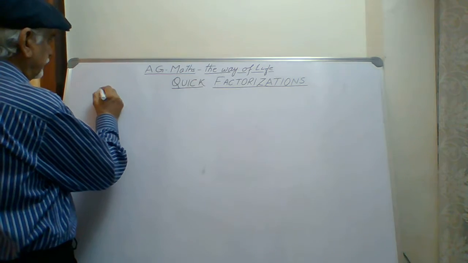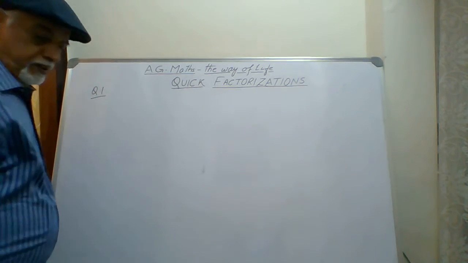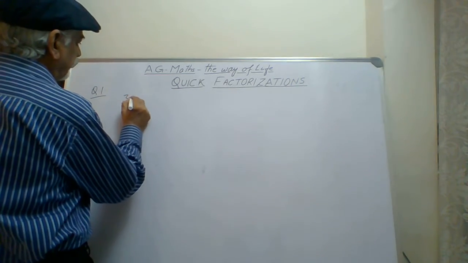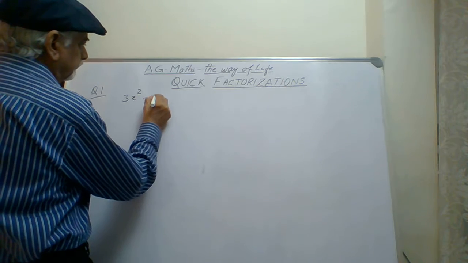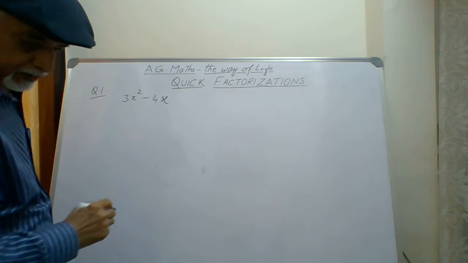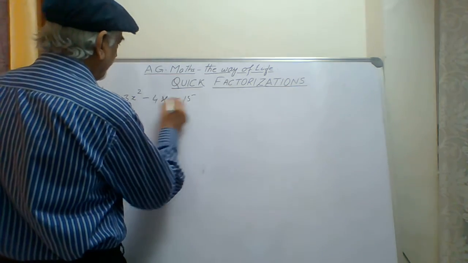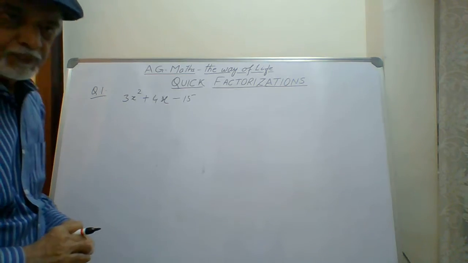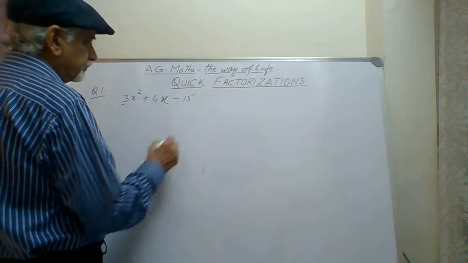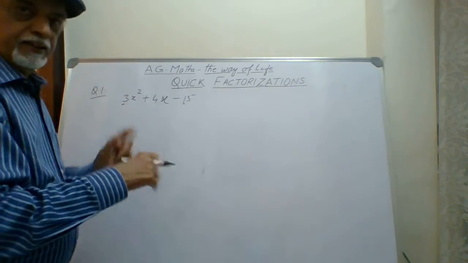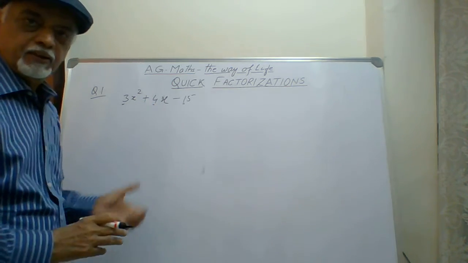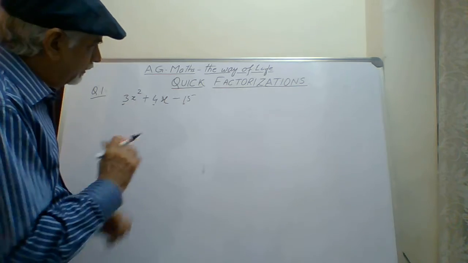Let us take question number one, which is a quadratic: 3x square plus 4x minus 15. This is a quadratic equation. Normally we have been taught that you multiply the coefficient of x square and the constant term, then factorize and find the combinations which will produce the middle term. So it's called the middle term factor. Now I'll tell you something different.